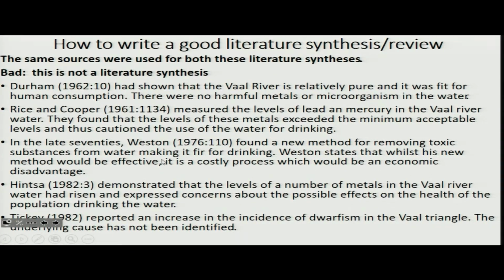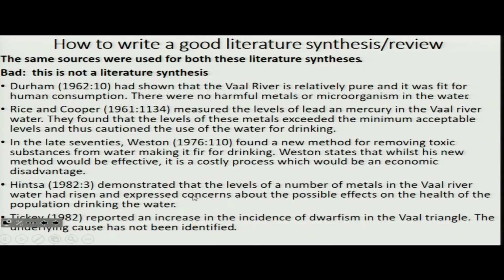Rice and Cooper measured the levels of lead and mercury in the Vaal River water. They found that the levels of these metals exceed the minimum acceptable levels and thus caution the use of water for drinking. In the late 70s, Weston found a new method of removing toxic substances from the water, making it not fit for drink. Weston states that while this new method would be effective, it is a costly process which could be of an economic disadvantage. Can you see in this same thing they state the positive and the negative of it? So we have two arguments here.